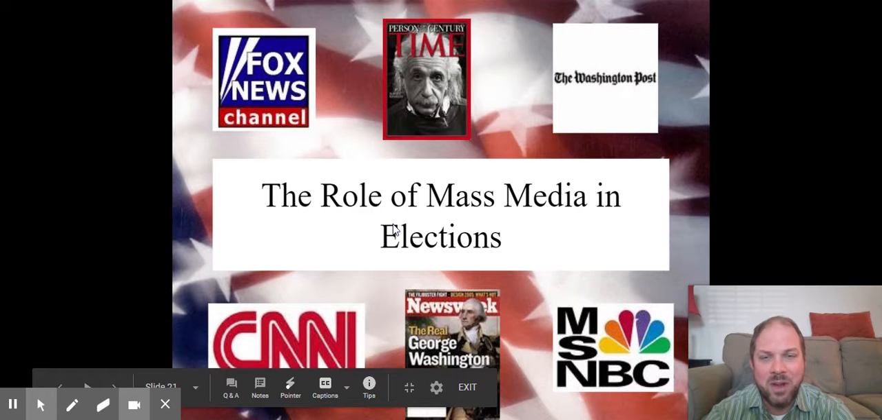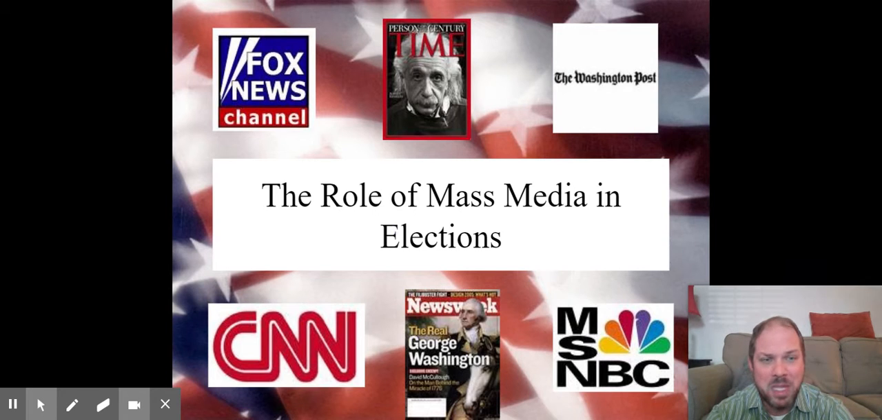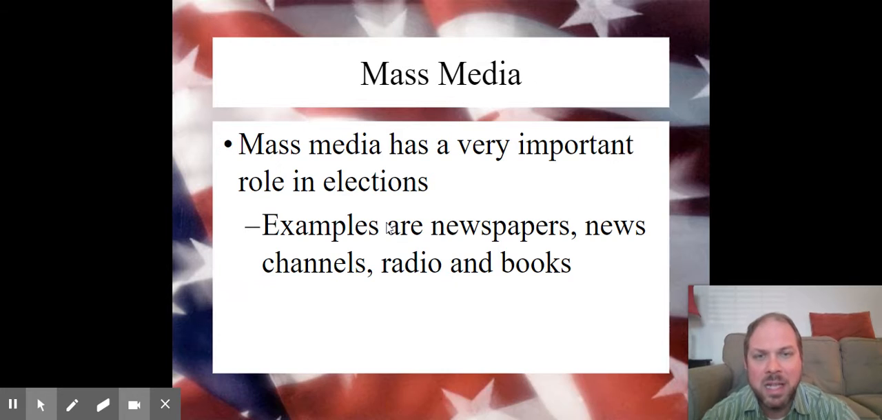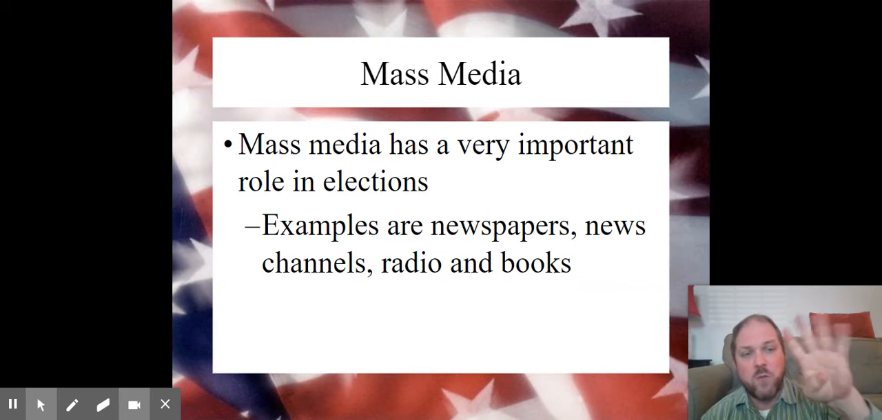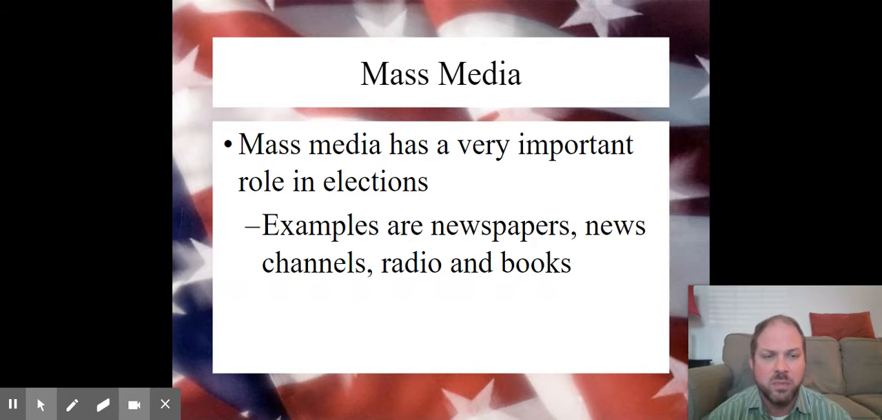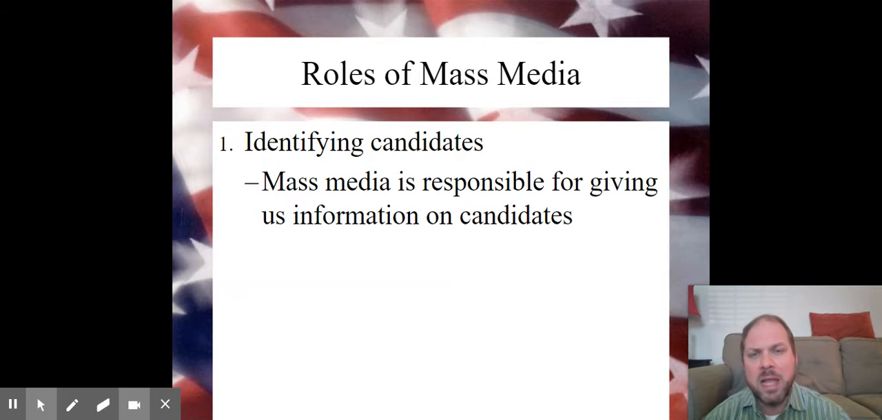The second thing I want to go over today is the role of the mass media in elections. Okay. So the mass media has a very important role. There are 4 things they basically do. Before we get into those, I want to talk about examples. Examples of the mass media include newspapers, news channels on TV, radio, books, and including the internet, which is missing from the notes. So the mass media does 4 things that can help us decide who to vote for.